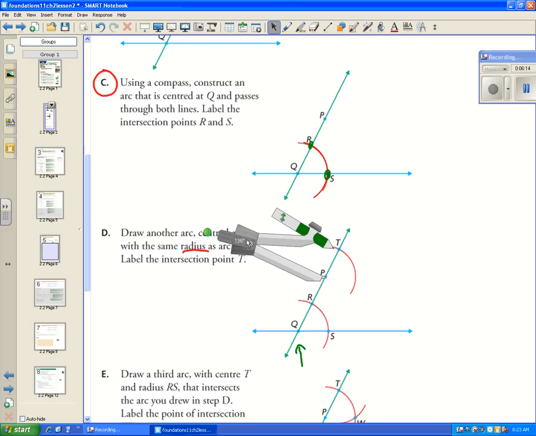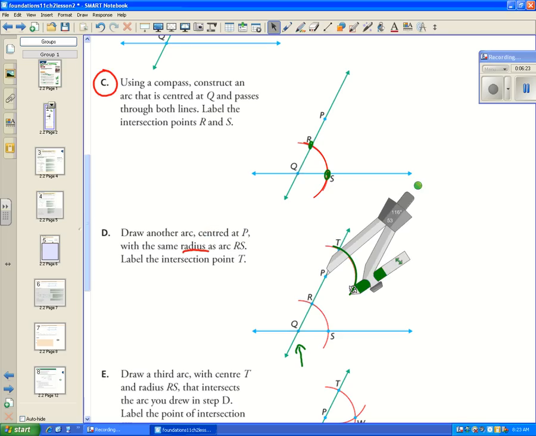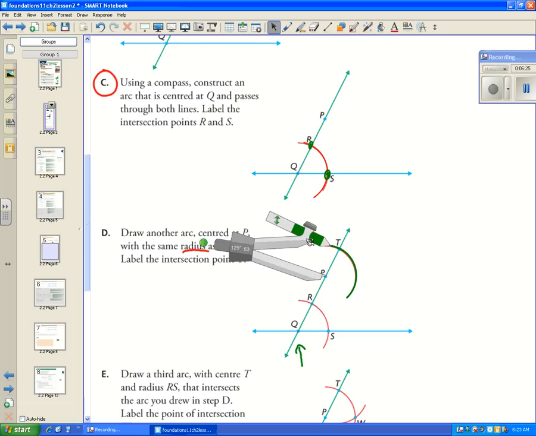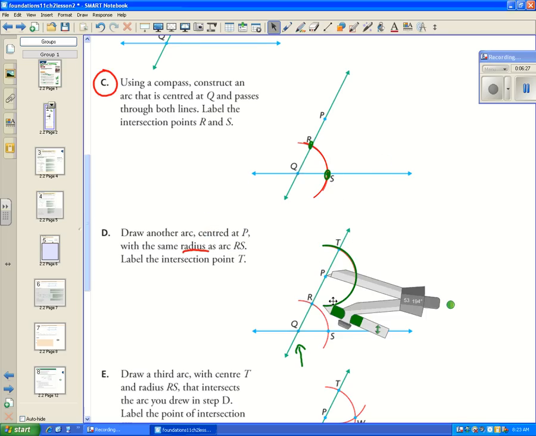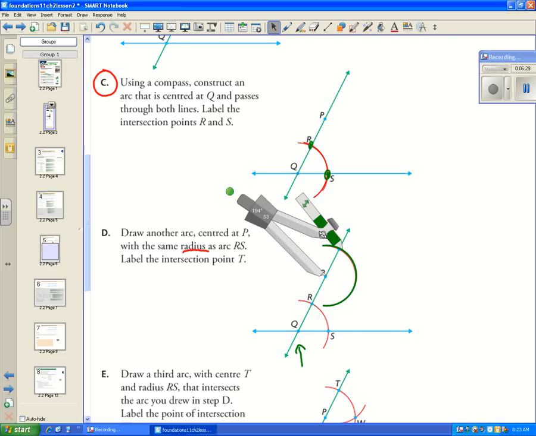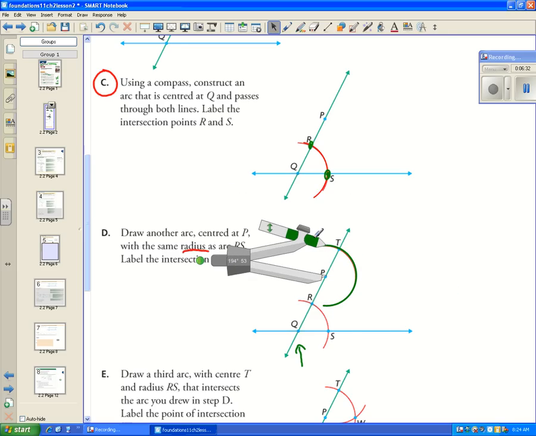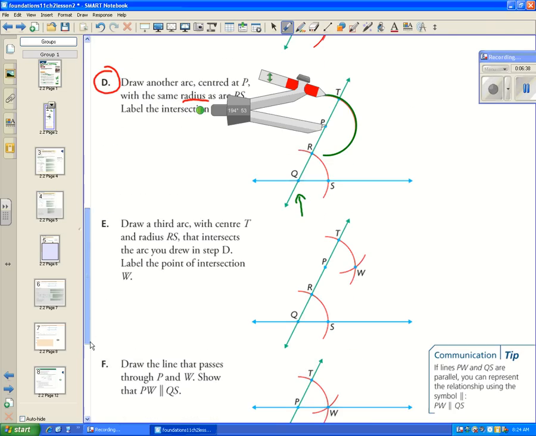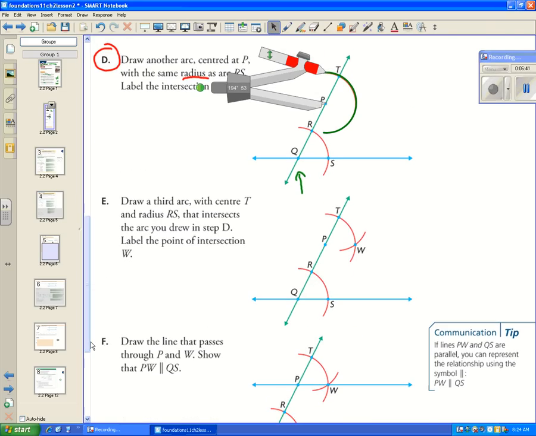Okay, so I'm trying my best to put that right on point P, and you guys will be much more exact than I am. We're going to draw an arc. Oh, look at that beautiful arc. I'm going to make it even bigger. Where that arc intersects the transversal, we're going to call T. So that's step D. Feel free to pause when I'm going too fast, guys. Draw a third arc with center T and a radius RS.